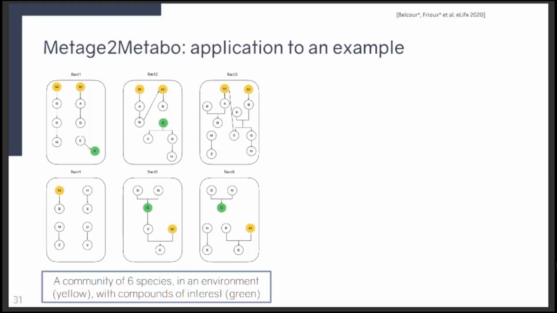So we have 6 very small metabolic networks, BACT1 to BACT6. And you have here the compounds, the reactions are the edges, so I simplified a bit. And the environment that we simulate is the yellow compounds. Here, the seeds are the yellow compounds, and we have green compounds that are the metabolic targets we want to produce with a simplified community.